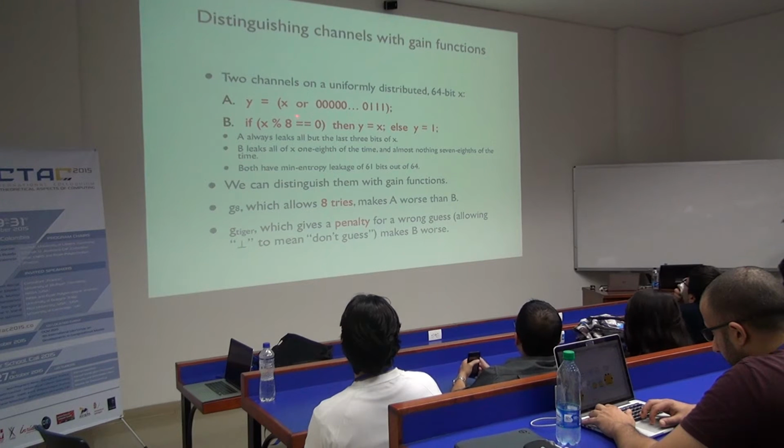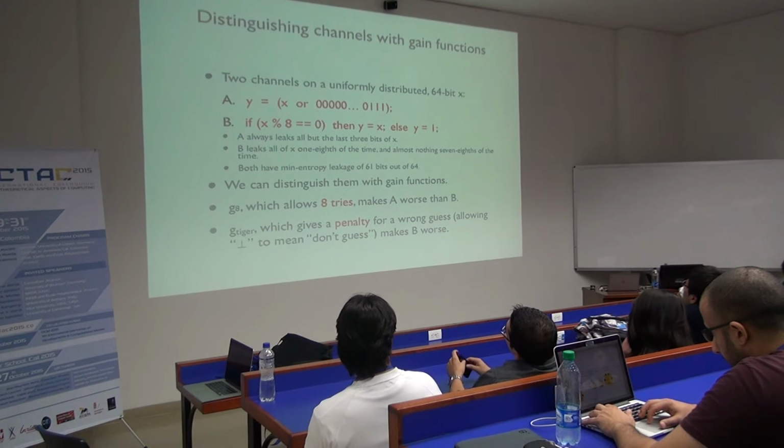So now every single observation in this 1/8 subset of the secrets will give the adversary enough information to change his guess, and because of that, we get more gain, so the leakage will be non-zero.